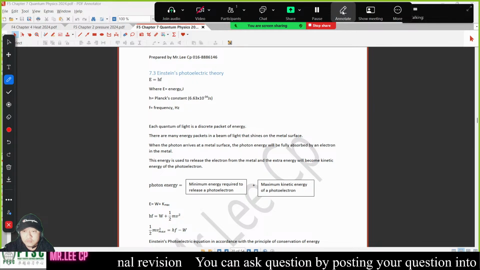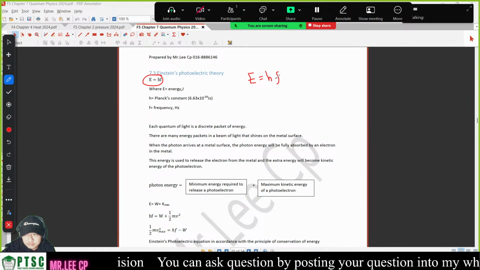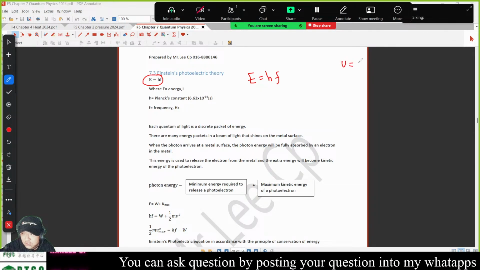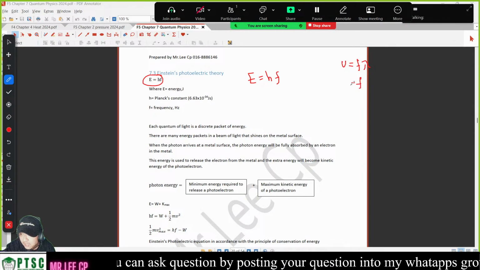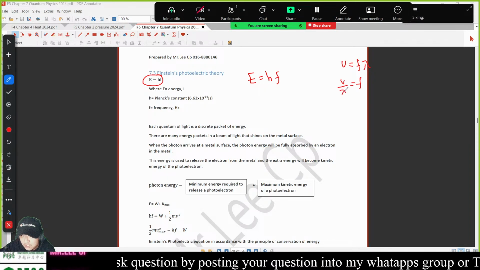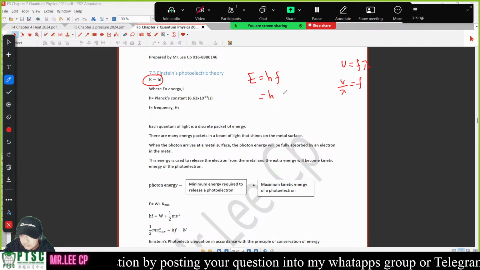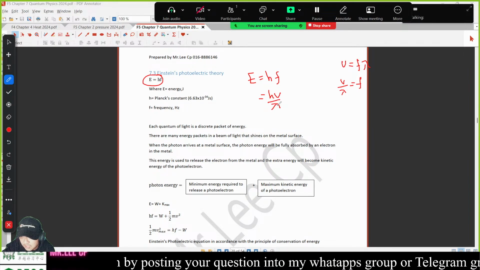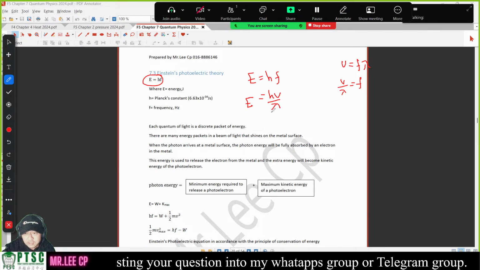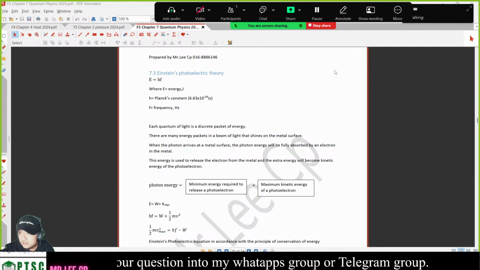First of all, you need to know E is equal to hf. And then you need to know what is f. f is frequency. So v is equal to f lambda, f is equal to v over lambda. So you substitute in v over lambda, and you get E is equal to hv over lambda. Okay, can be this way.